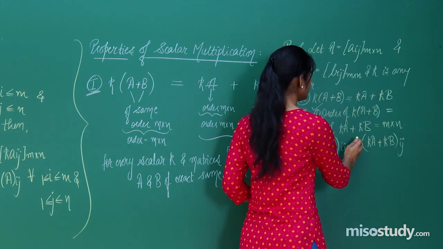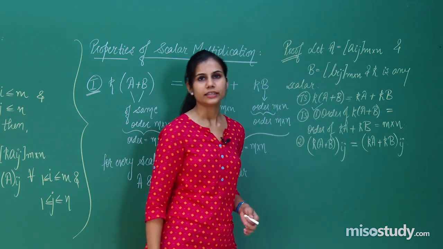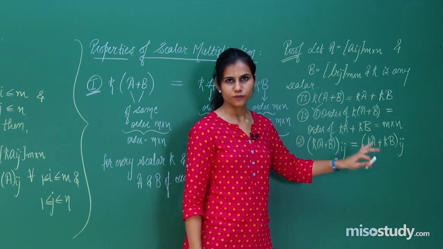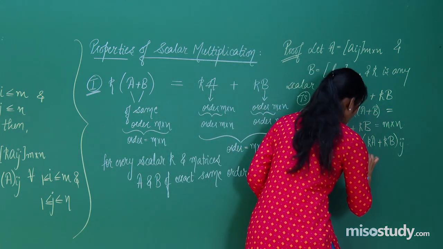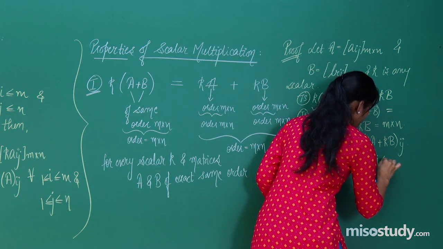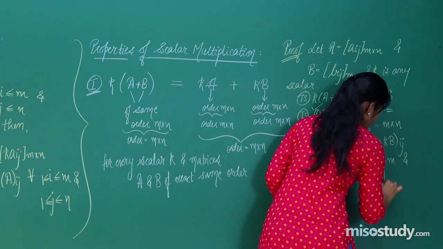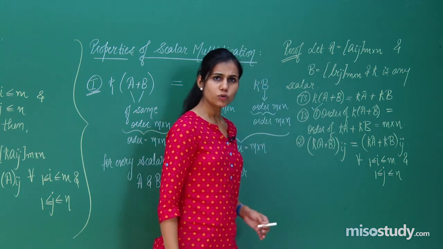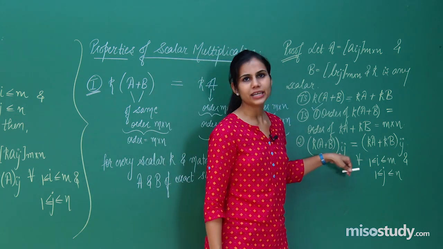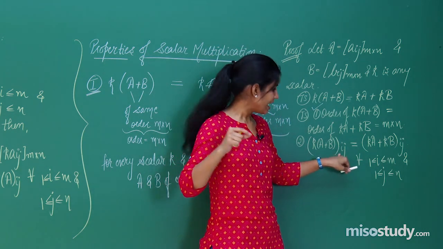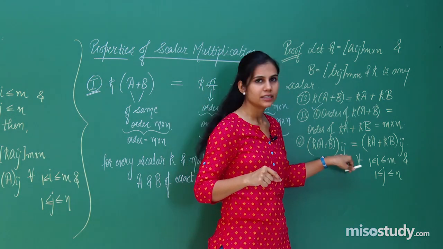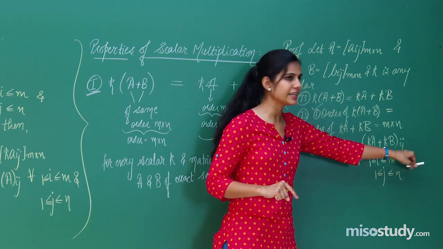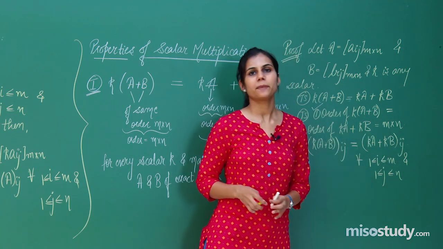...is equal to the ijth member of the RHS matrix. Is it understood? So this is equal to this, I have to show, and this I have to show for all i varying from 1 to m and j varying from 1 to n. So what we are going to do is pick up an arbitrary ijth position, and we are going to show that K times (A plus B), in this matrix the member sitting at the ijth position is the same as the member sitting at the ijth position in the matrix KA plus KB.